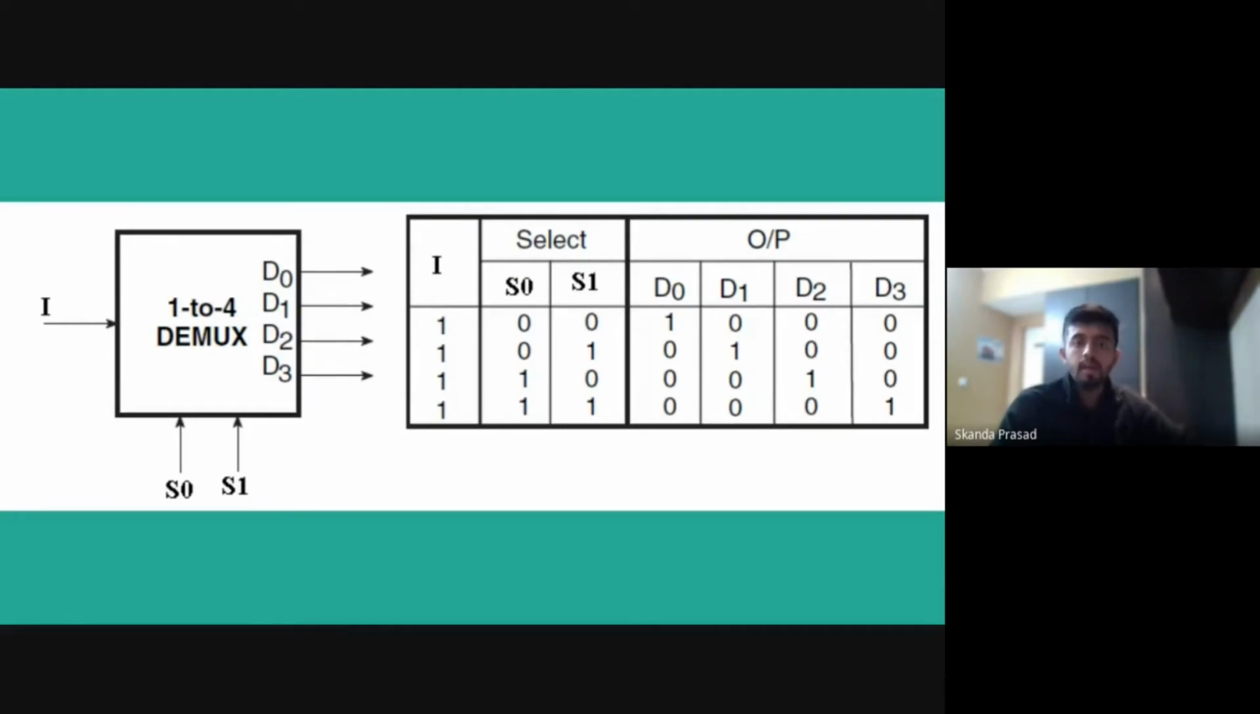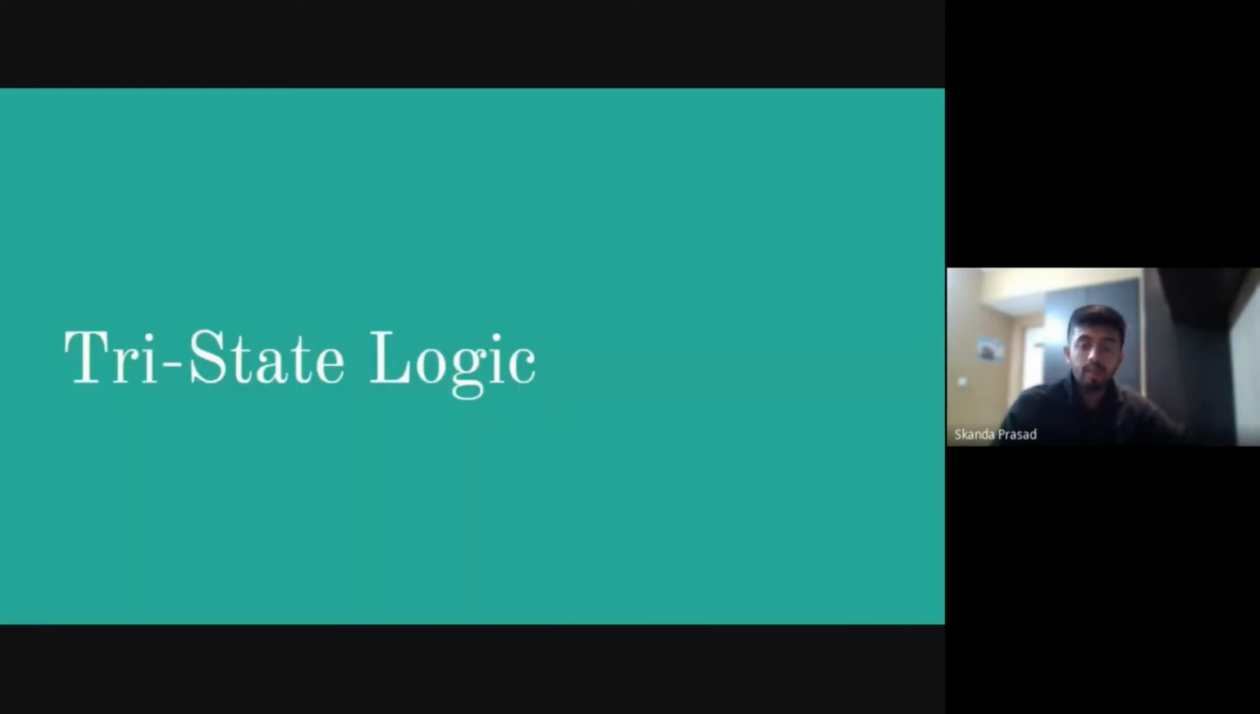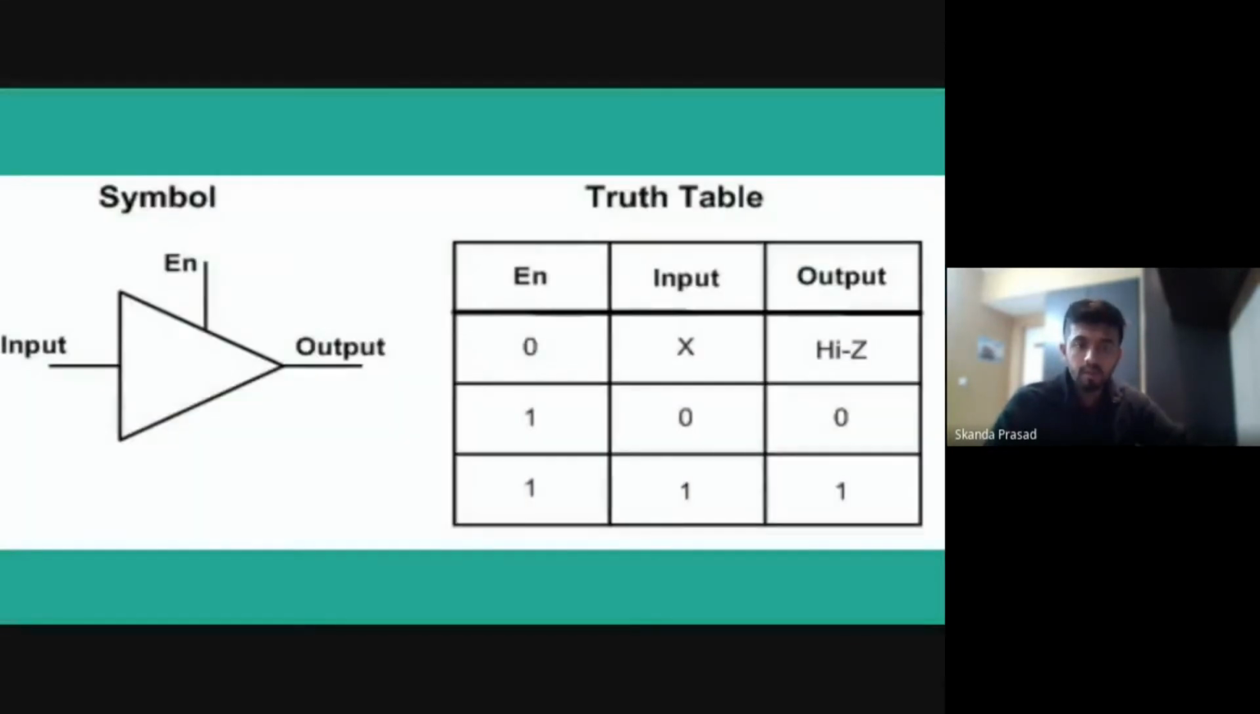Okay. Next thing, tri-state logic. Usually logic is binary. Obviously, as I said, there is 0 and 1. Then what is a third state? To explain that, I'll take a small example of a tri-state buffer, which you can see right in front of you.